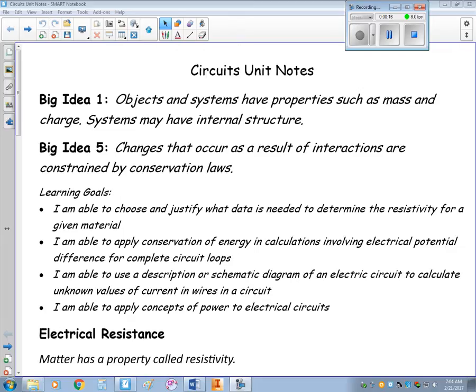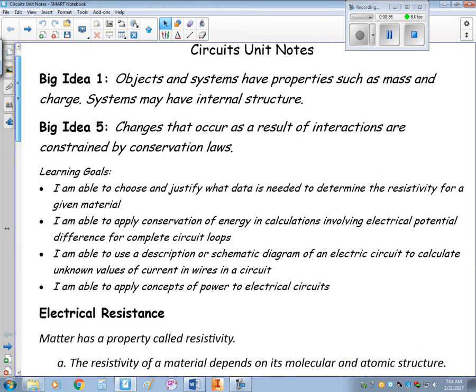Objects and systems have properties known as charge, and the internal structure of the system will be the things we have inside the circuit. So the whole circuit will be the system. Then big idea 5, changes that occur as a result of interactions are constrained by conservation laws. We're going to focus in on conservation of energy and conservation of charge when we take a look at circuits.